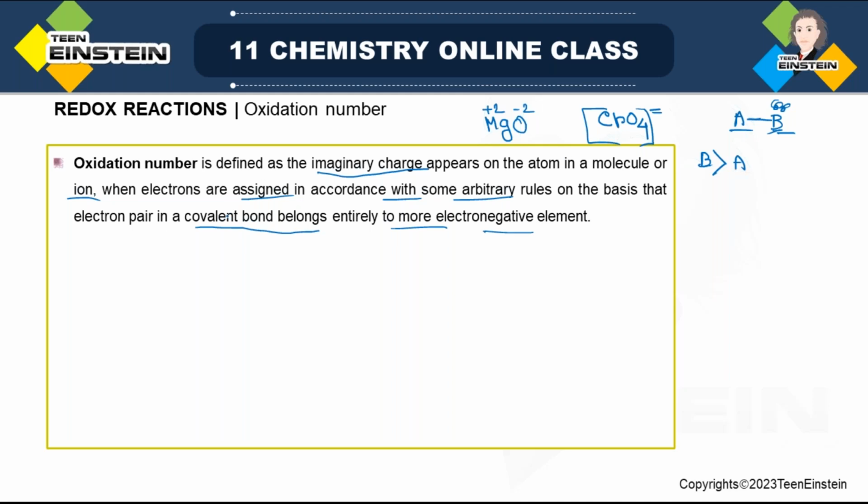So this idea we have to apply when we calculate oxidation number: in any covalent bond, the electron pair is taken as if it belongs entirely to the more electronegative element. That is why here we have written +2 over Mg and -2 over oxygen, because we know that oxygen is more electronegative.